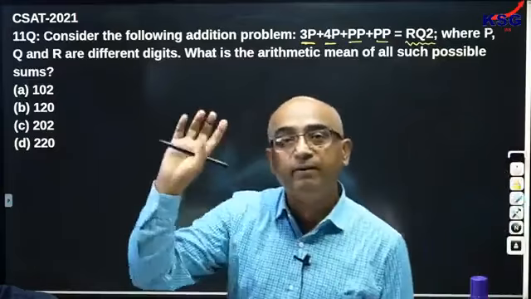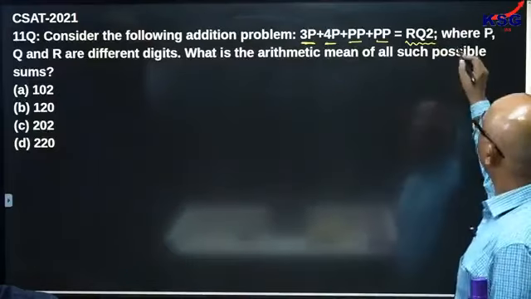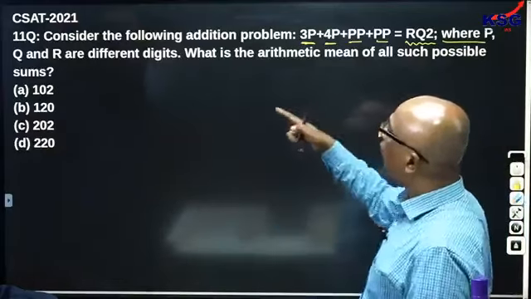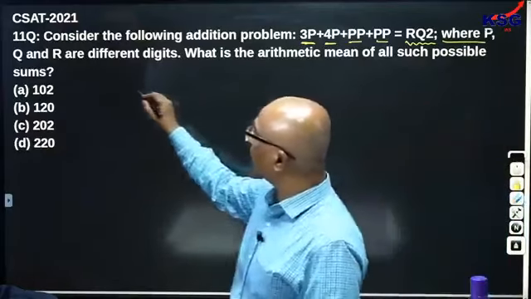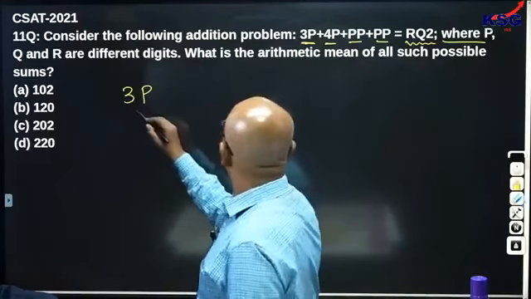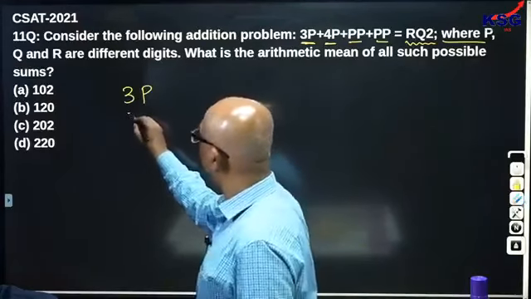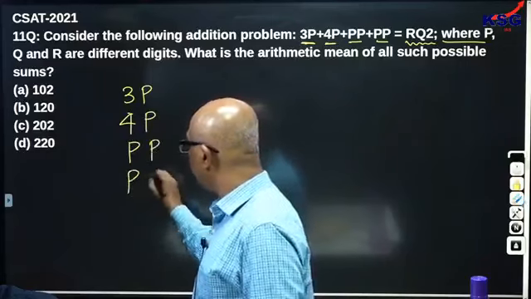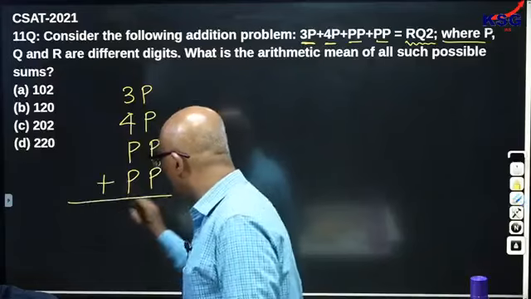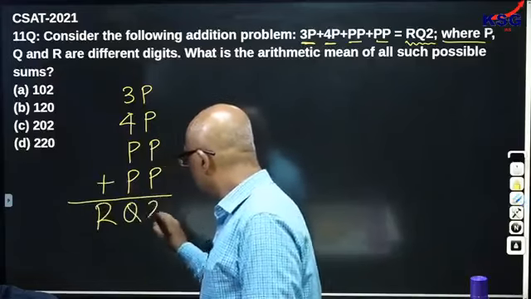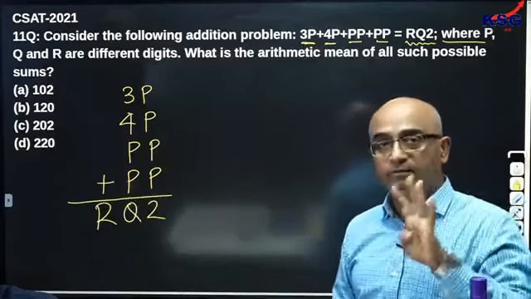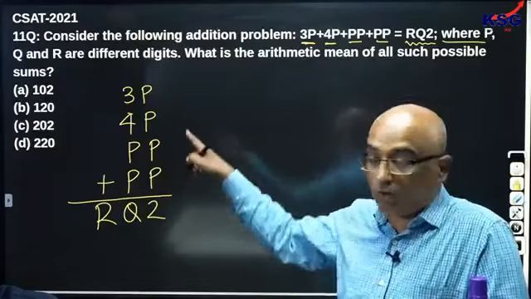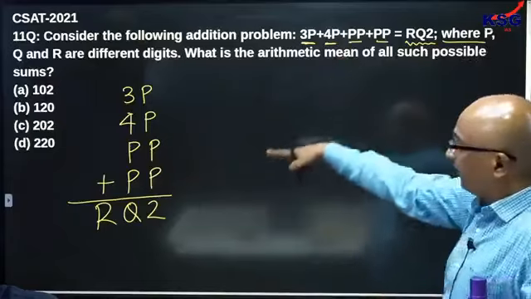Listen, students, please concentrate on the discussion, where you will realize the latest paper quality, where P, Q, R are different digits. So students, start like this: 3P plus P plus 4P, first copy like this, plus PP is equal to RQ2. So when 4 numbers, each 2-digit, are added, the answer is 3-digit. So first copy this question like this, the first statement like this.